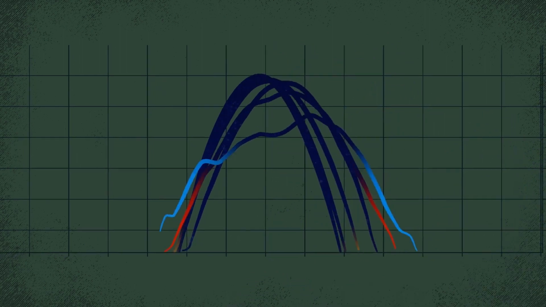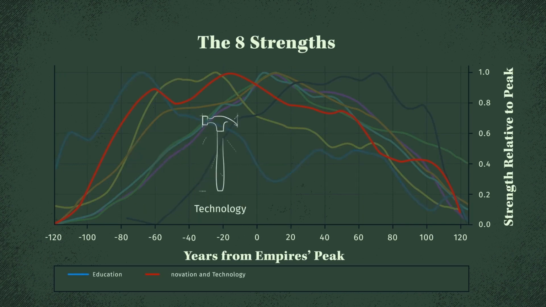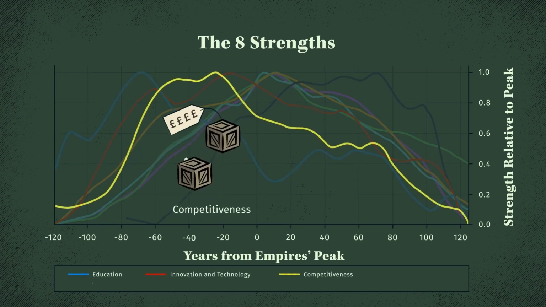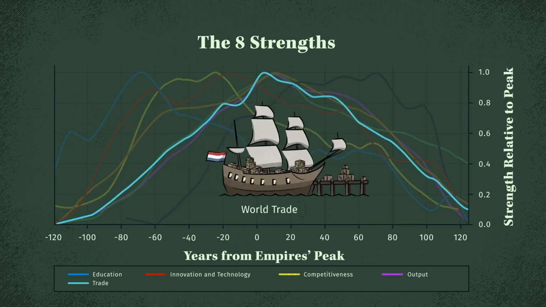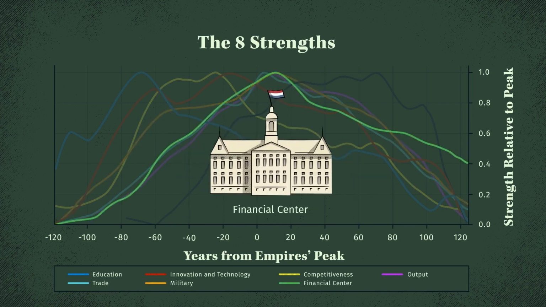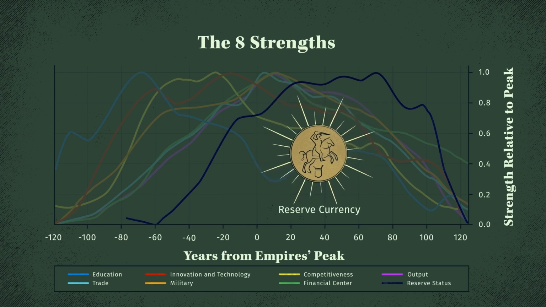In this study, I used 8 metrics. Each country's measure of total power is derived by averaging them together. They are education, inventiveness and technology development, competitiveness in global markets, economic output, share of world trade, military strength, the power of their financial center for capital markets, and the strength of their currency as a reserve currency.